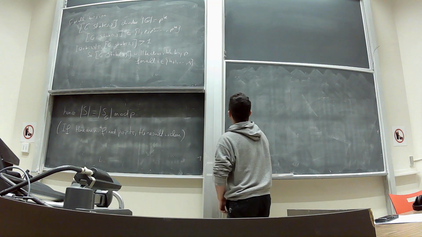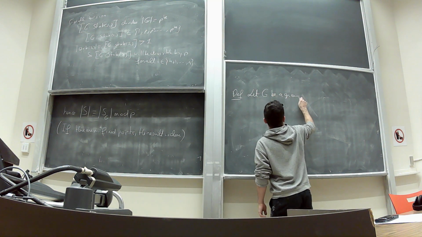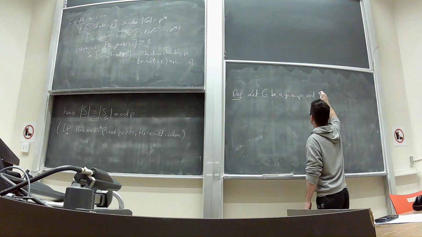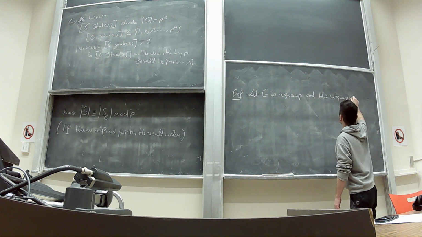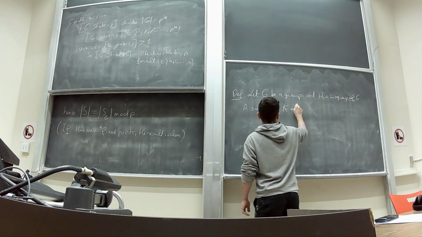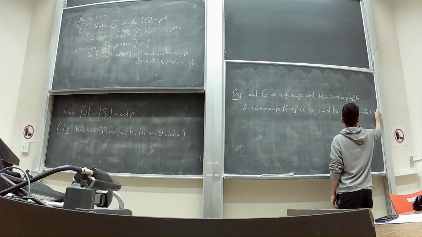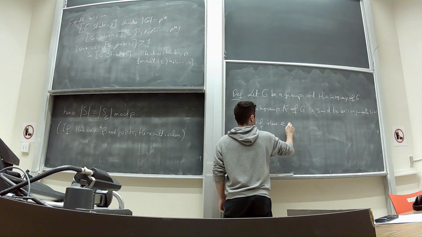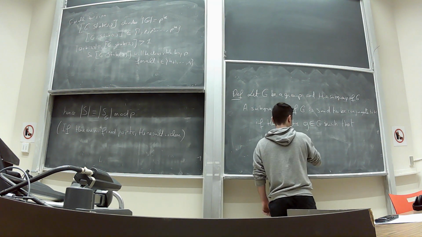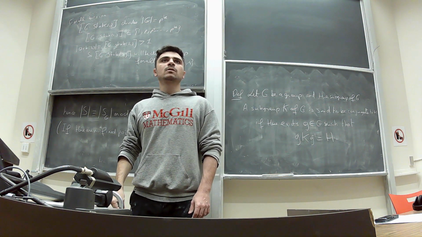Now, another definition. Let G be a group and H a subgroup of G. A subgroup K of G is said to be conjugate to H if there exists g in G such that gKg inverse is equal to H. Okay? This is a definition.